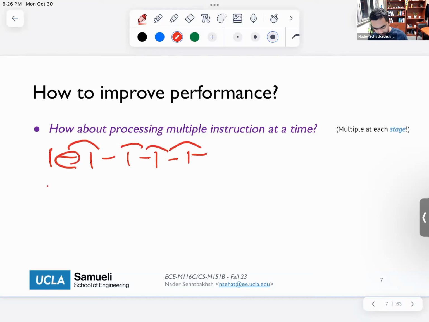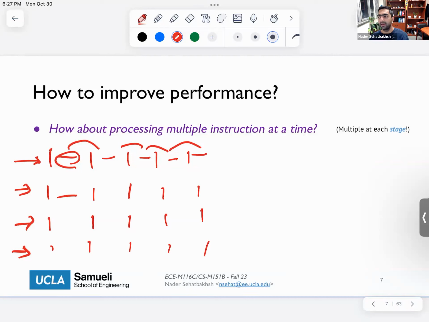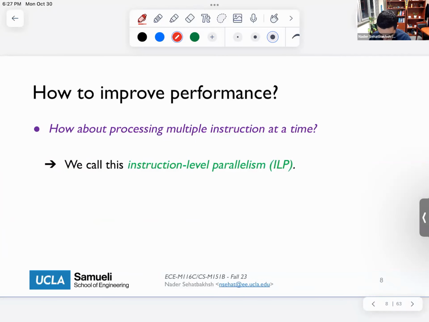Now what I'm suggesting is, how about we do 2 at a time? Essentially replicating these pipeline stages into multiple, let's say 4. Then if we can run 4 of these at the same time, potentially I can have a 4 times faster processor, right? So we parallelize at the pipeline stage level. We call this instruction level parallelism, or ILP. We are basically running instructions in parallel at different stages.